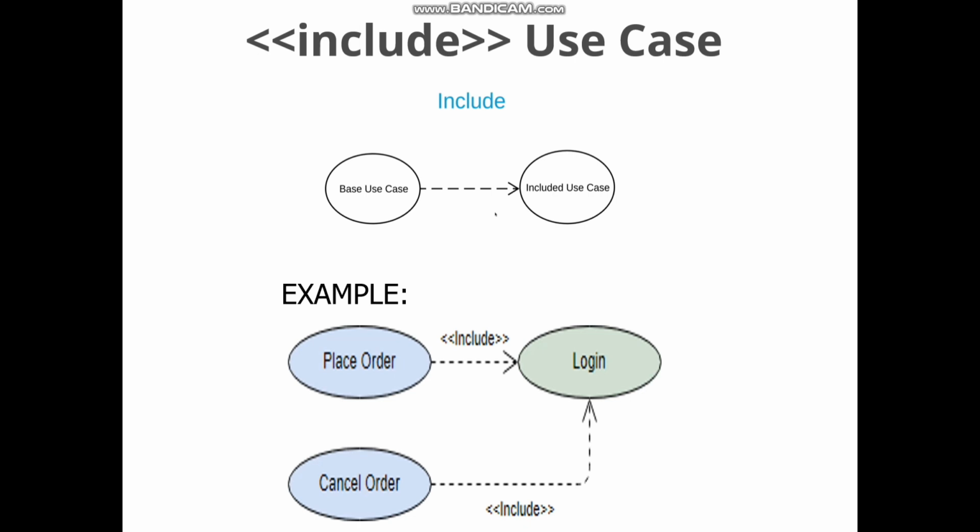This is an example of an include use case. In this we can see that if we want to place an order, then we have to first log in to the portal so that further we can place the order. Similarly with cancel order, if we want to cancel this order, then compulsorily we have to log in to the system.